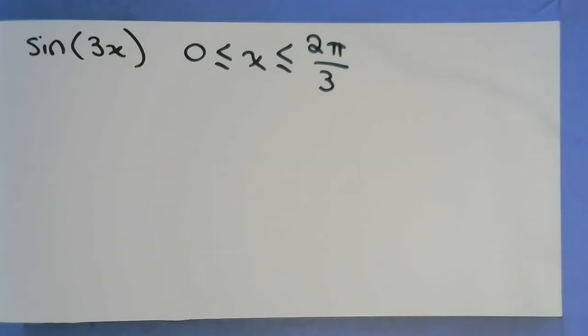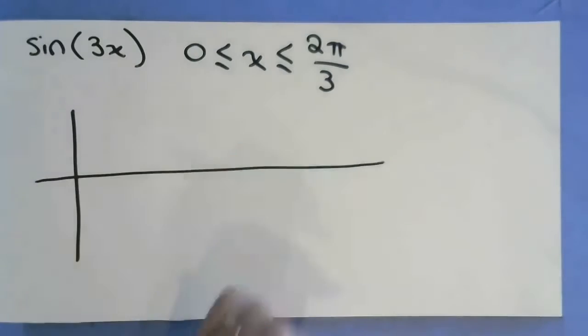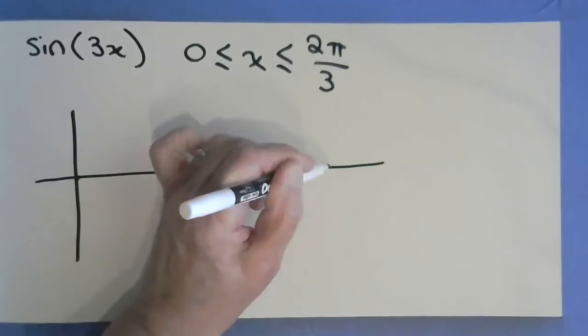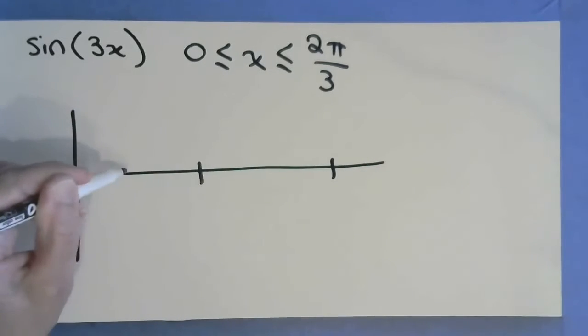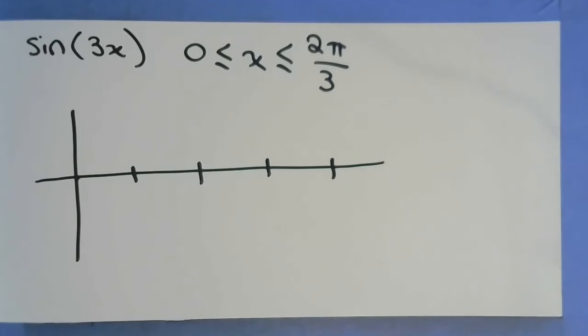Let's see how to use the 5 key points along with the baseline to do a quick and easy graph of sine of 3x. If all you're doing is putting sine of 3x on a graph by itself, then this is really, really easy. What we want are our 5 key points. So there's 1, 2, 3, 4, and 5 for our marks on the baseline.